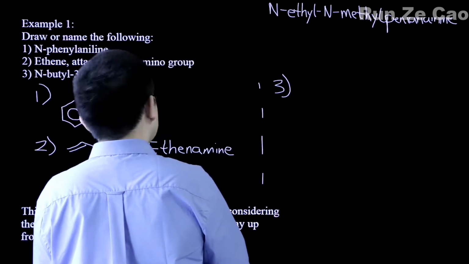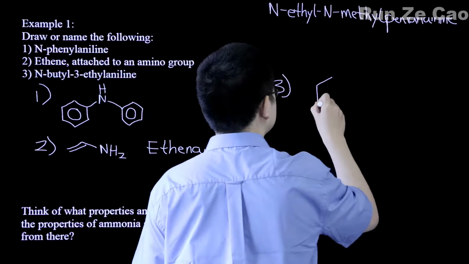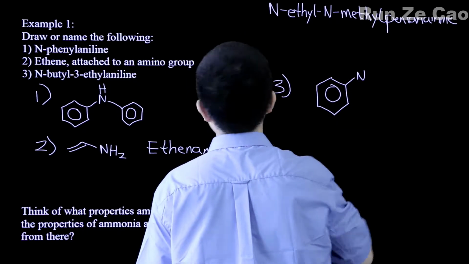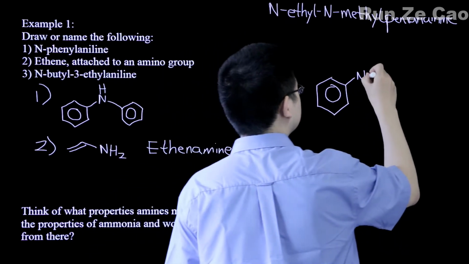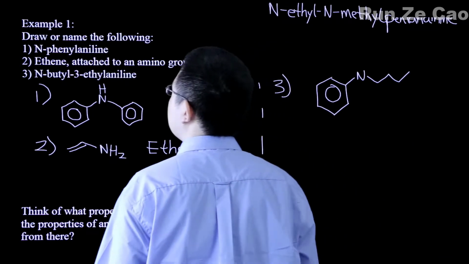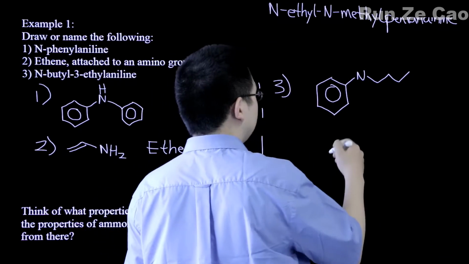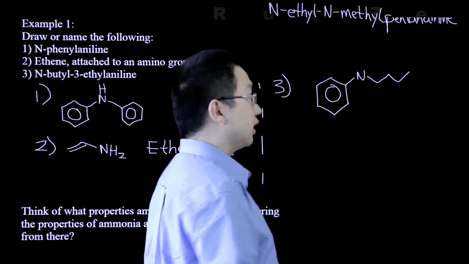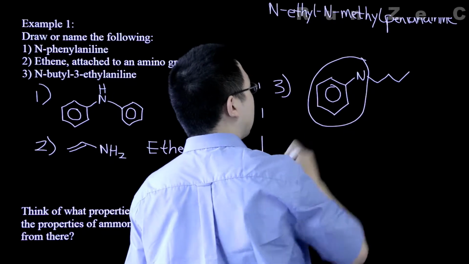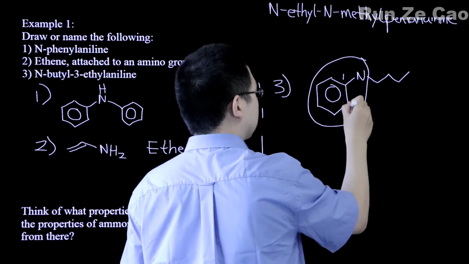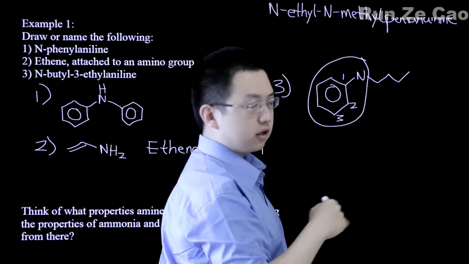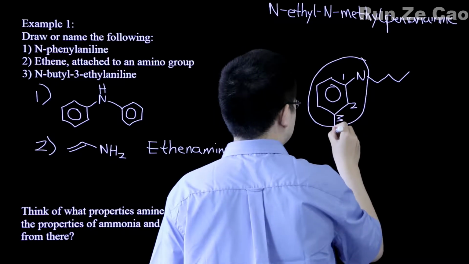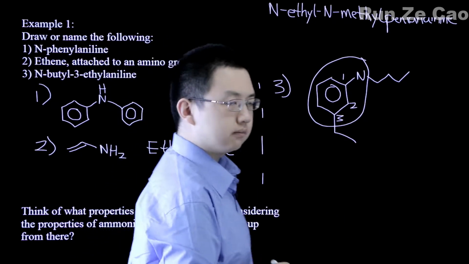So, N-butyl-3-ethyl-aniline. So we start with aniline. N. And N-butyl. And 3-ethyl-aniline. So if we know it's aniline, it has the number starting with the N, right? Because aniline is treated as a core molecule. So 1, 2, 3. In either direction is fine. They are still the same thing. So 3-ethyl-aniline. That means this. All right.